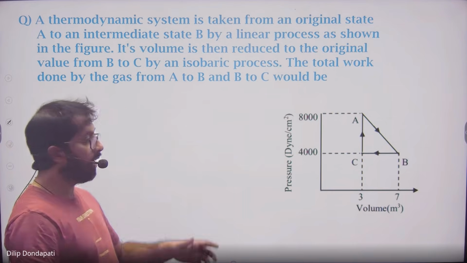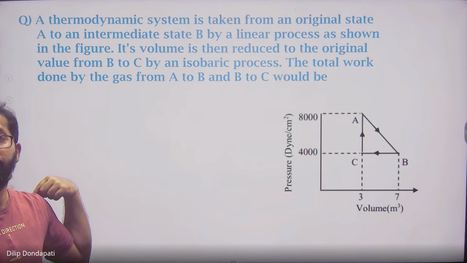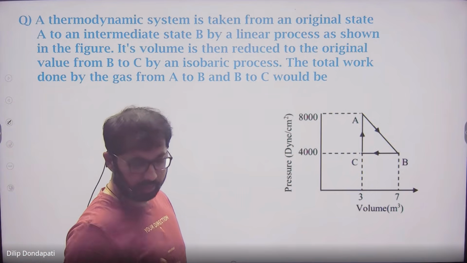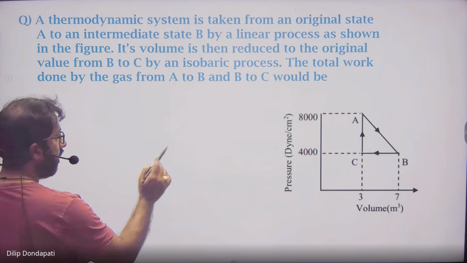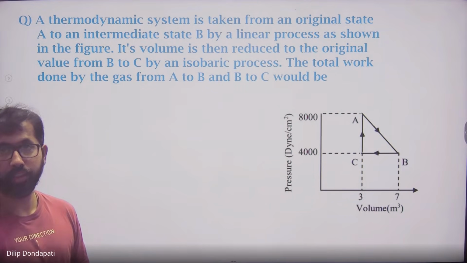You can take one dyne per centimeter as 0.1 Newton per meter square. मतलब 10 power minus 1 से multiply कर दो इसे. So isn't it into 10? Into 10 नहीं है, 10 power minus 1, right? Dyne to you're converting into Newton, right? Newton per meter square. That is into 10 power minus 1.